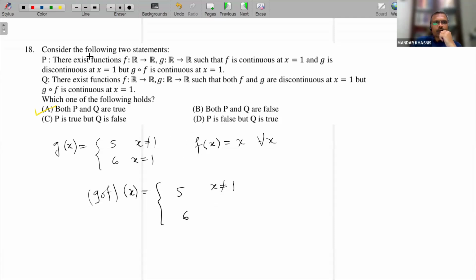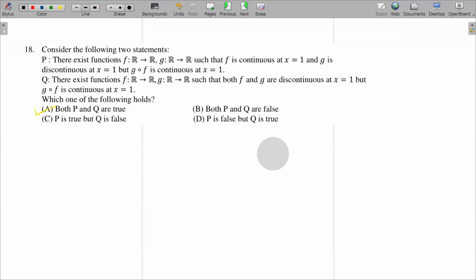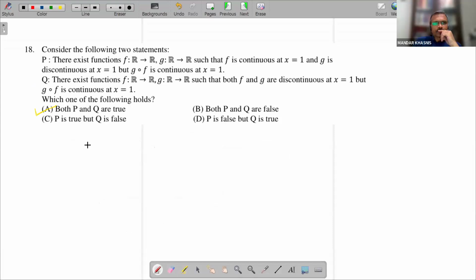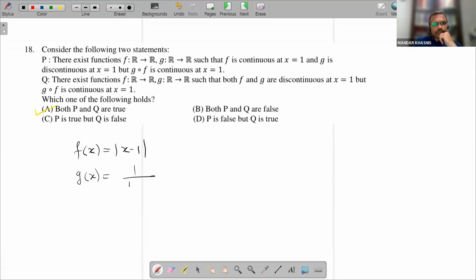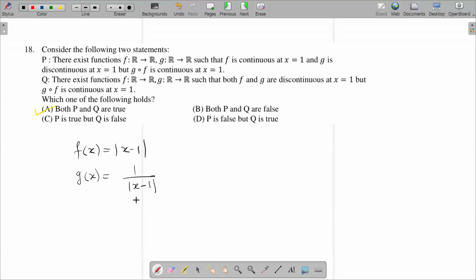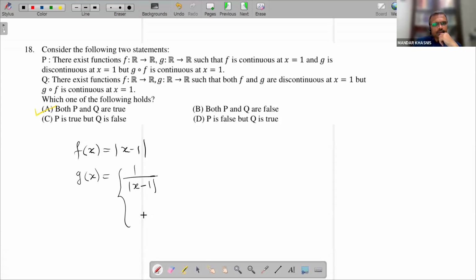What will work? Something else? Sir, I have an example. Please say. I got the example f of x as modulus of x minus 1, and then g of x as the reciprocal, 1 upon mod x minus 1. It's a branch function. At 1, it will be 0.